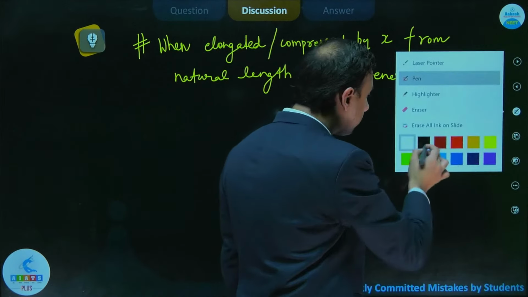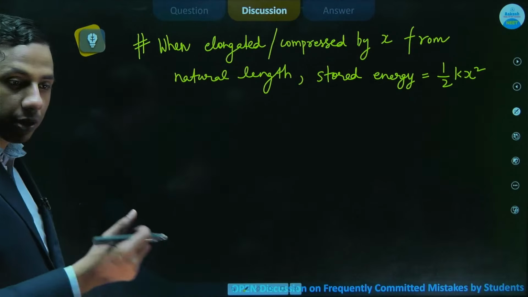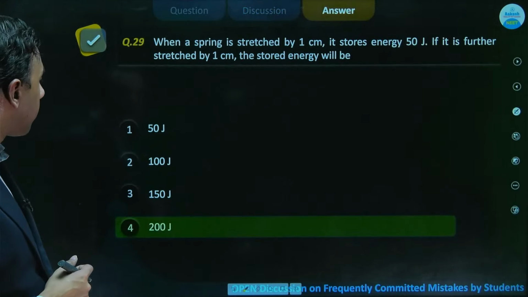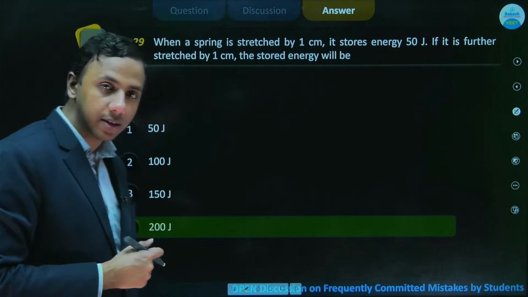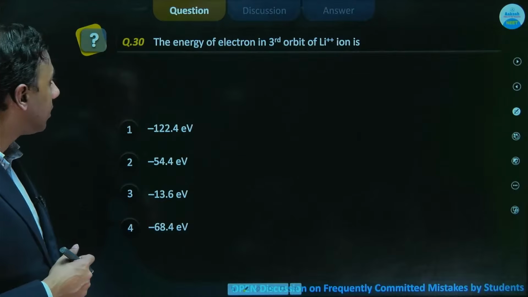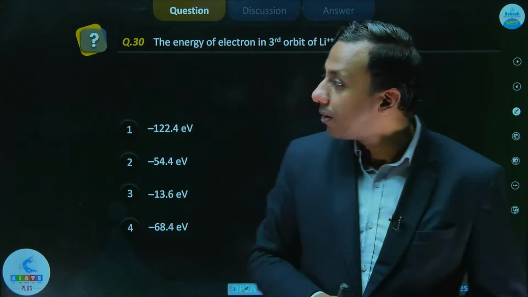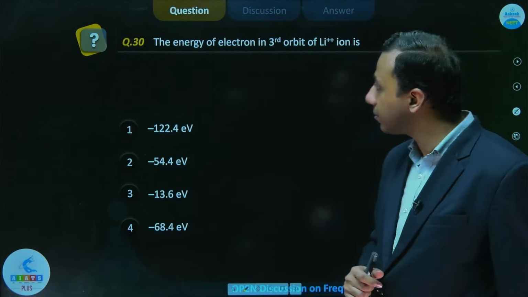Okay, fair enough. Let's move on to the next question. It was a very small question, and obviously the answer slide says the same, 200 joule. Let's go to question number 30. Question number 30, this is also a small question from your Atoms chapter.